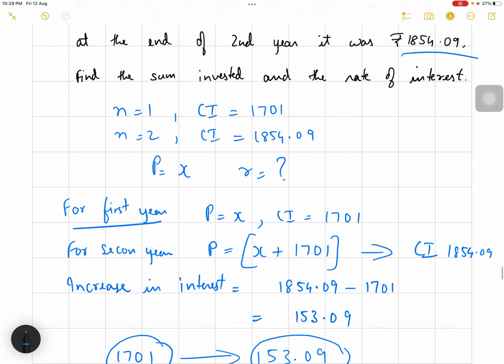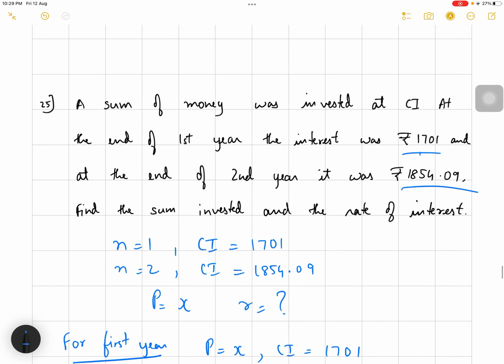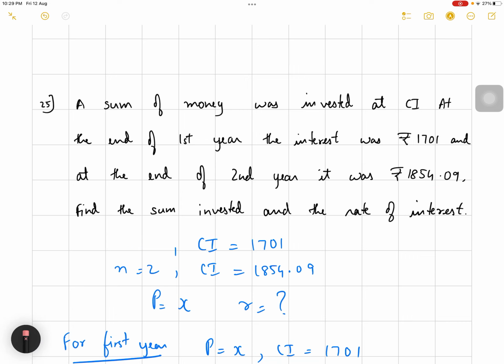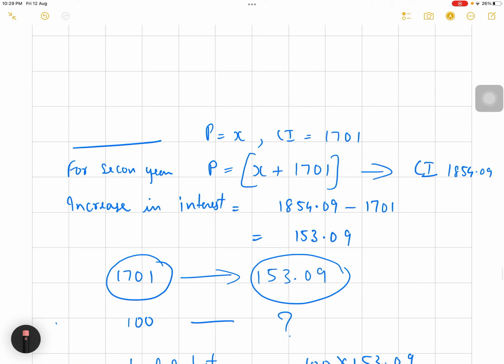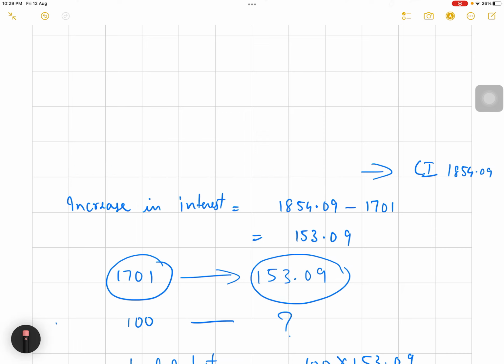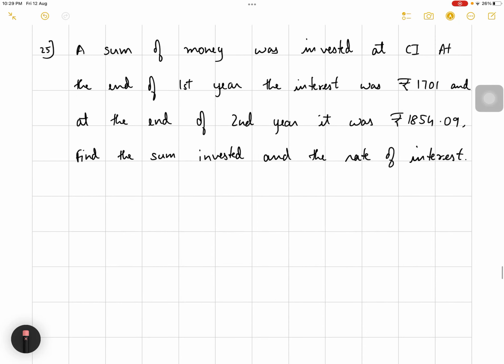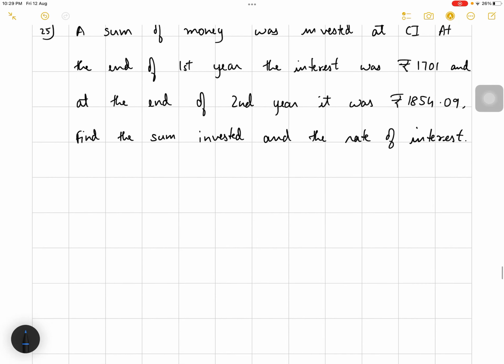Okay, let me explain this question again. I'll just rub it out and explain this again. So what happens in simple interest and what happens in compound interest? Suppose I'll just revise it again so that you understand better.